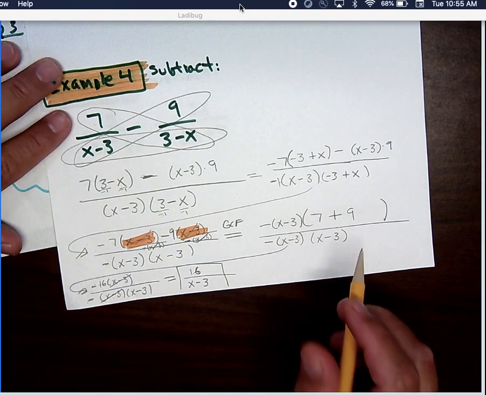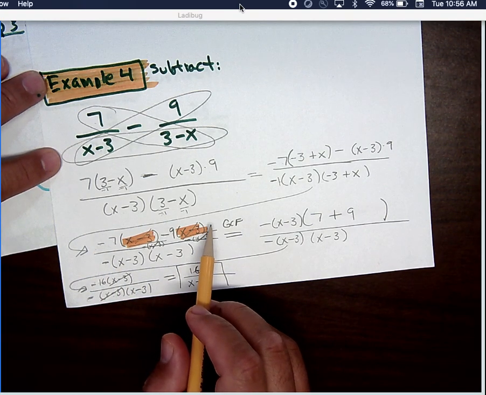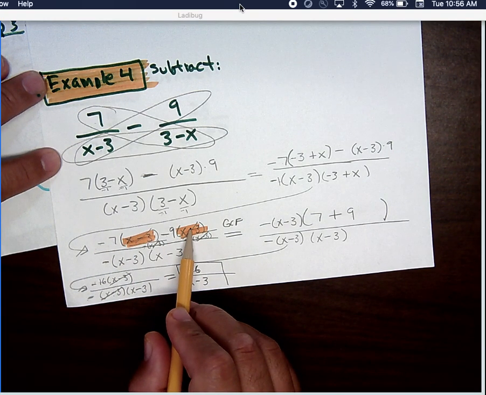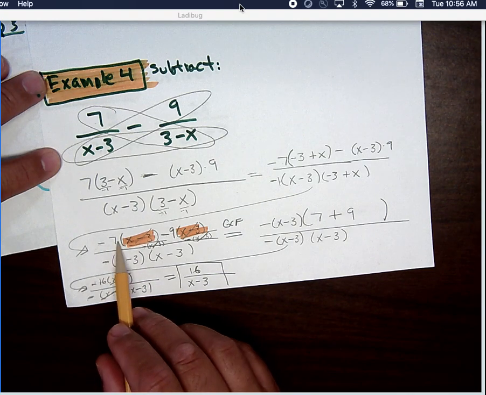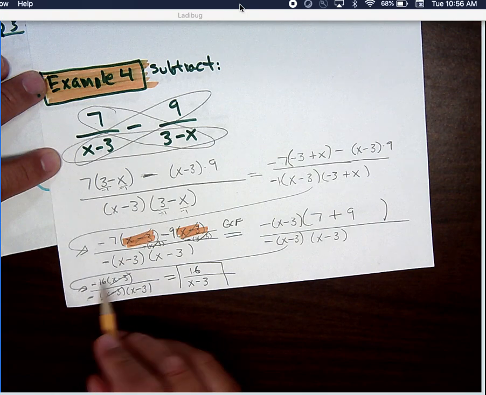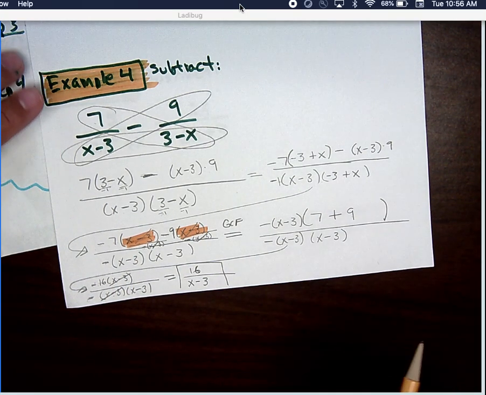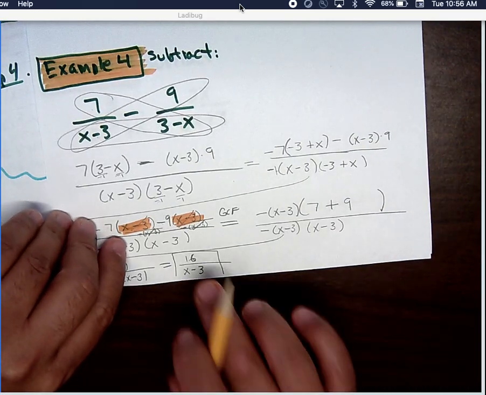Okay. So again, you could go from here if you recognize it. I didn't recognize it at first. These two are like terms. So you could have combined negative 7 minus 9, which would have given you negative 16, and then the x minus 3. Instead of doing that, I did extra steps, but got the answer.